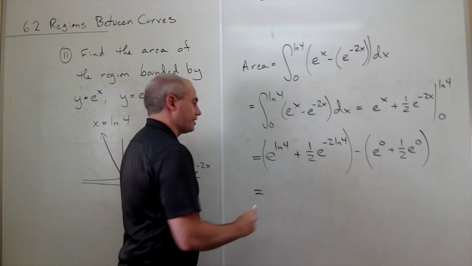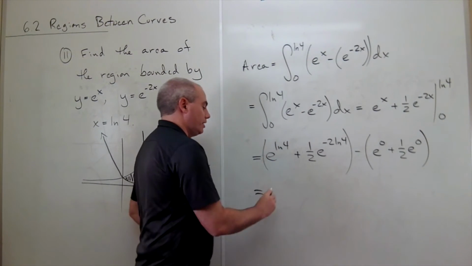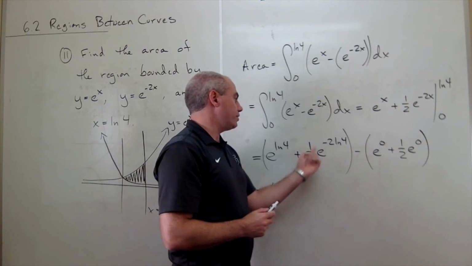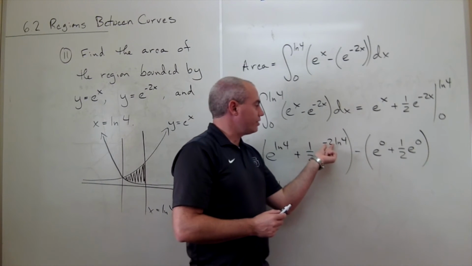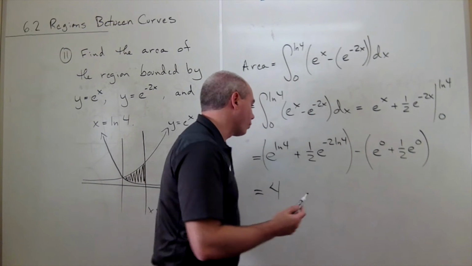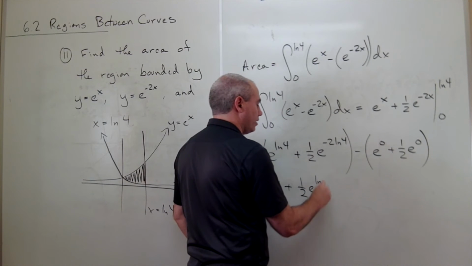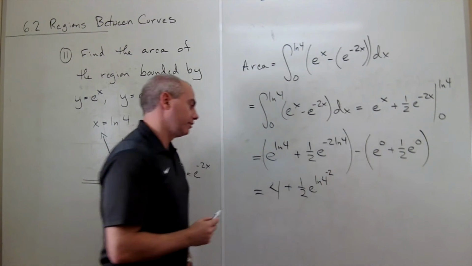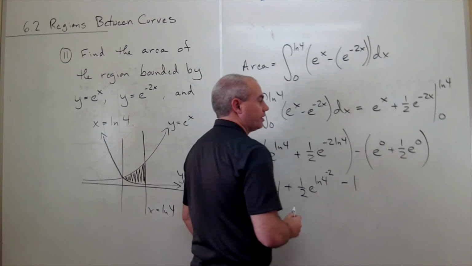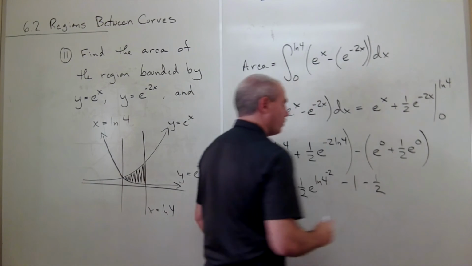All right, let's simplify this a little bit. E to the ln 4, e and ln are inverse functions of each other, so that's just 4. Here, this one's a little more complicated, but not too bad. We can use the power rule for natural log to bring the negative 2 up as an exponent of the 4. So let me just rewrite it once. I'll just say that this is 1/2 e to the ln of 4 to the negative 2 power. Then we get minus e to the 0, which is minus 1. And then we get minus 1/2 e to the 0, which is minus 1/2.